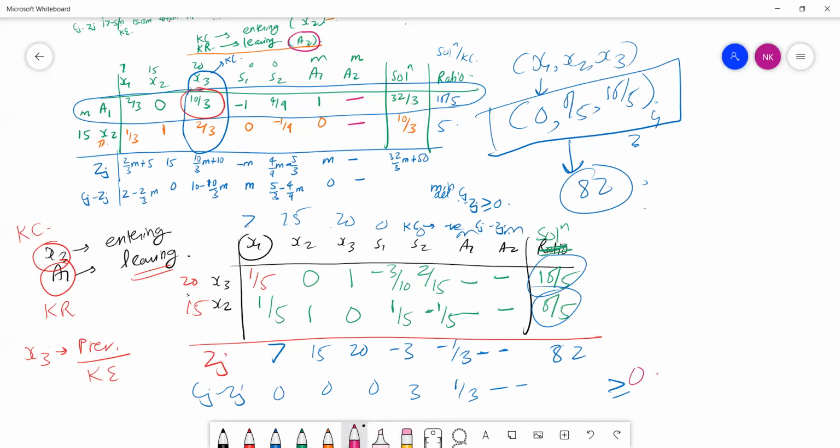I hope this is clear to everyone. Anybody having any doubt in this particular calculation? I want acknowledgement from everybody.